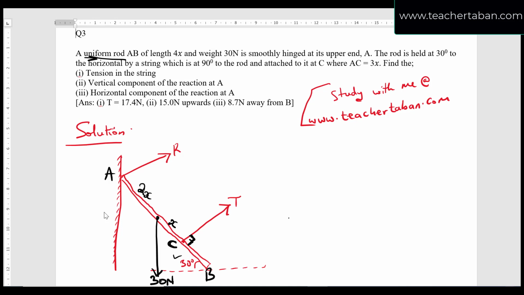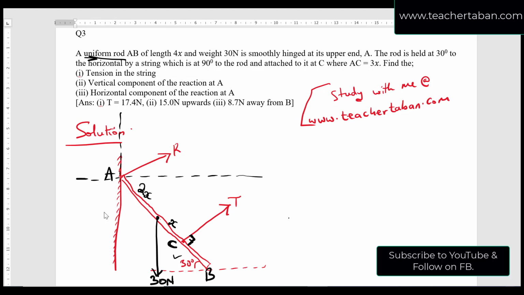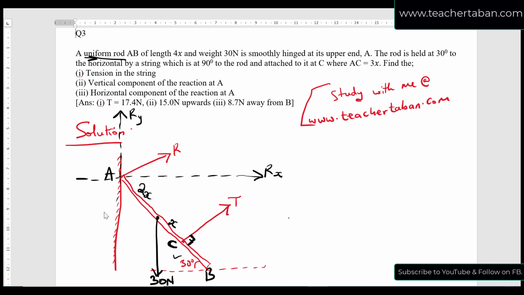If this is our horizontal at point A, this is our vertical at point A, it implies that the horizontal component of the reaction at A, which is Rx, acts in that direction. Likewise, Ry acts in that very direction there. Remember that if the body is hinged at a point, then there is a reaction. Not a normal reaction to the wall, but just a reaction which is also at an angle alpha. We can get that angle later on.